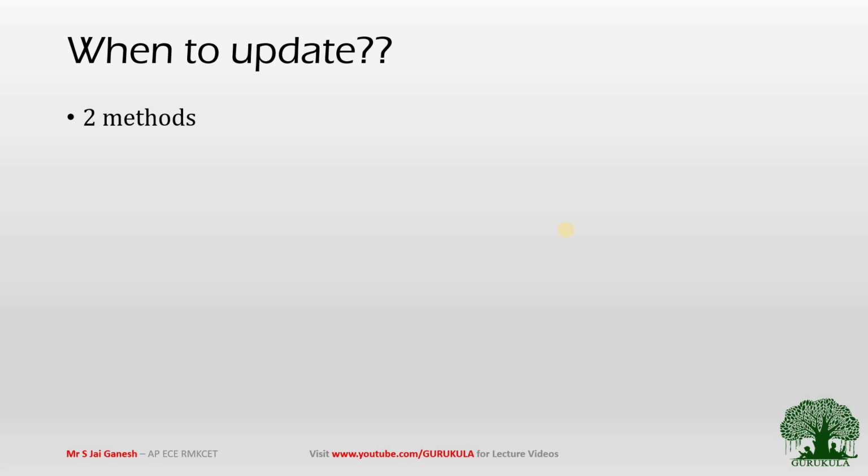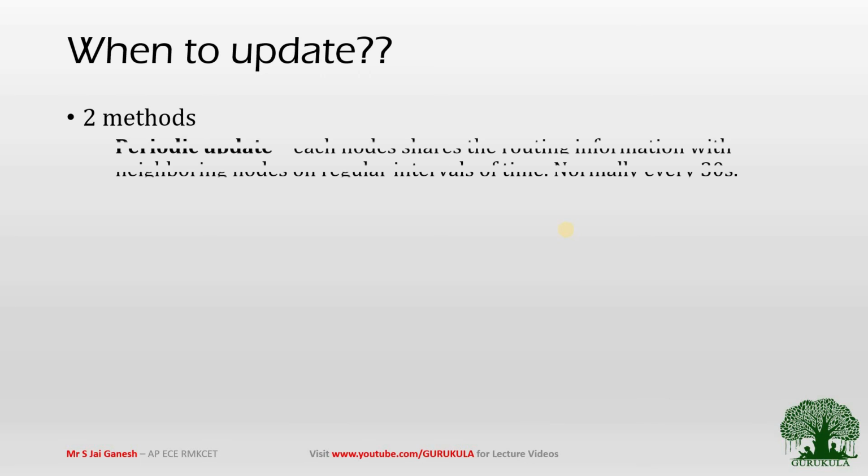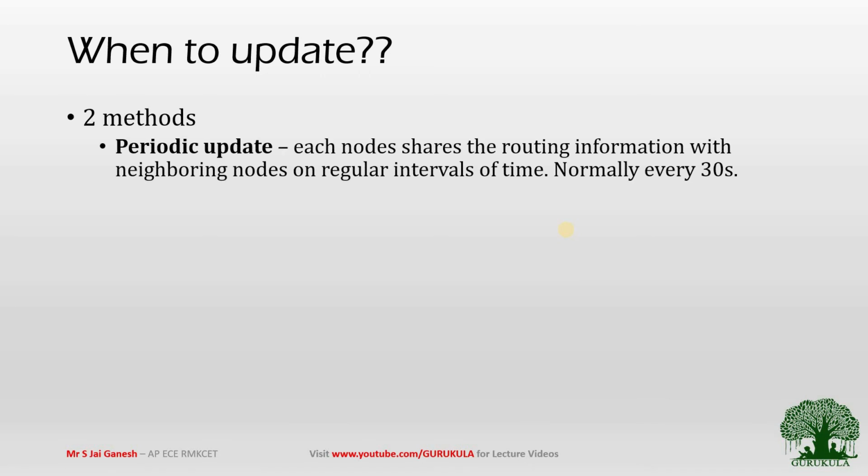So now comes the question, when should I update? There are two types of updates. One is the periodic update, and in a periodic update each node will send its routing information to the neighboring nodes at regular intervals of time. Normally it is 30 seconds, and please remember that this 30 seconds is not a standard; it will vary depending upon the protocol that we use. At least for Routing Information Protocol we update every 30 seconds, and for other protocols the period of time will vary.